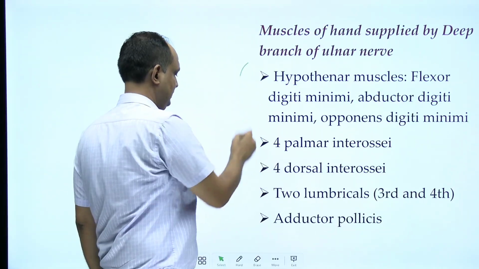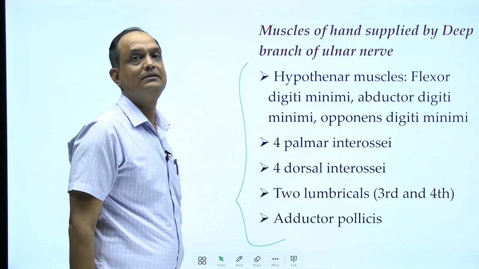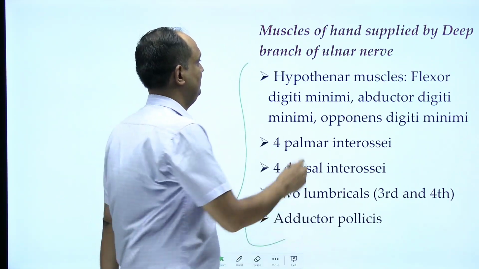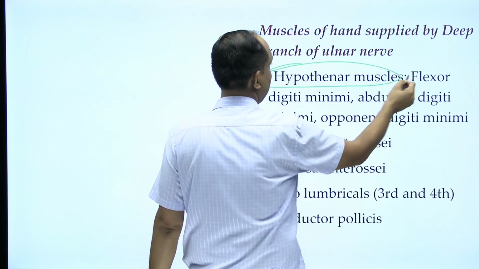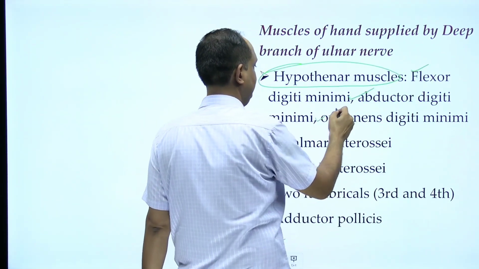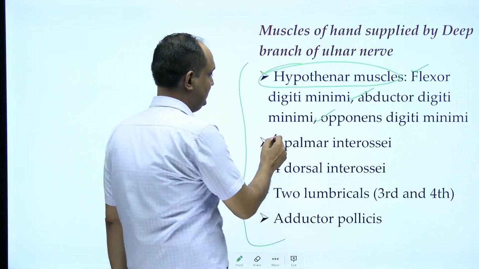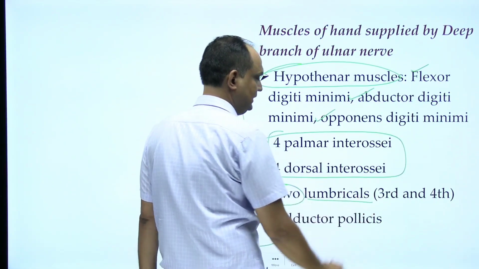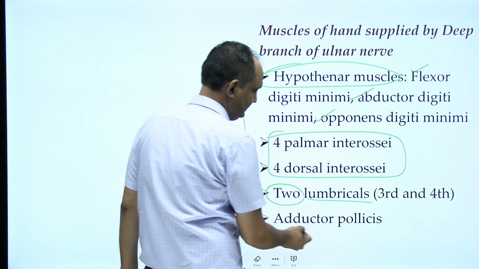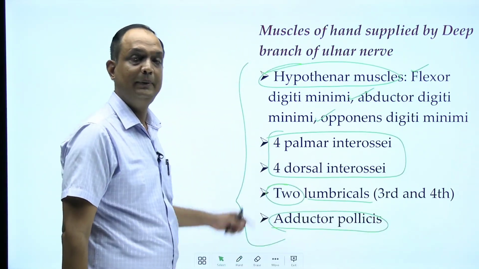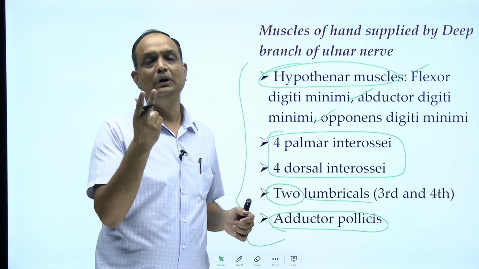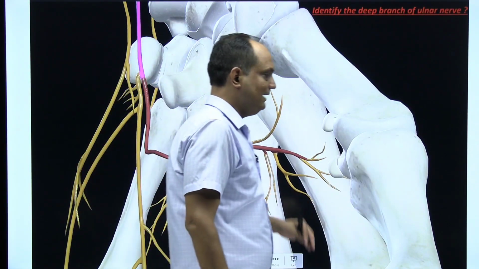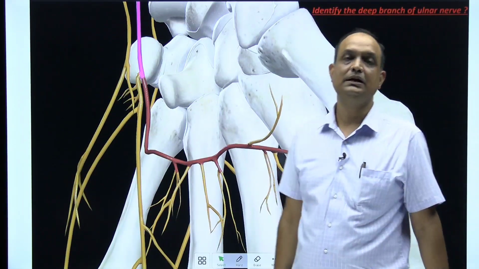So, in a nutshell, if I ask you to name the muscles supplied by your ulnar nerve in the hand, you have to remember it supplies the hypothenar muscles, that means flexor digiti minimi, abductor digiti minimi, opponens digiti minimi. It supplies all the palmar and dorsal interossei. It supplies the medial lumbricals, that is the third and fourth lumbrical, and it supplies adductor pollicis. The remaining thenar muscles and the two lateral lumbricals are supplied by the median nerve. Clear?